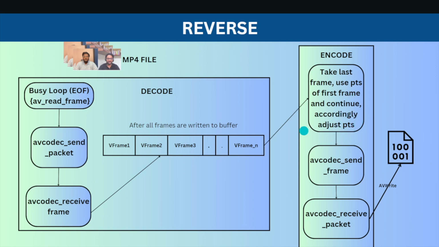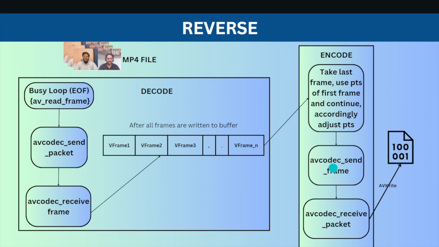Accordingly in the sense, for the last frame you need the timestamps of the first frame. For the last but one frame you need the timestamps of the second frame. So like that you need to write some logic here, such that each frame has sensible PTS and DTS values, matching the position from the beginning of the video.